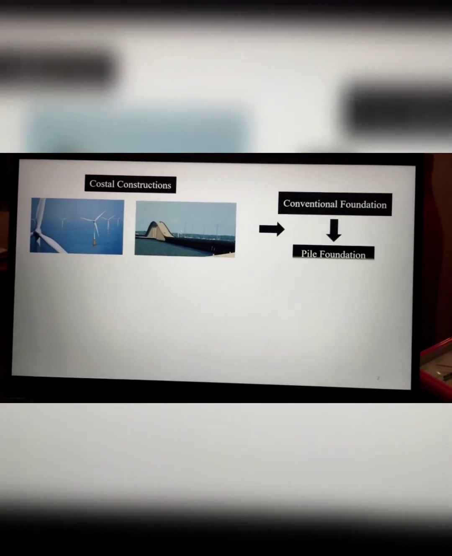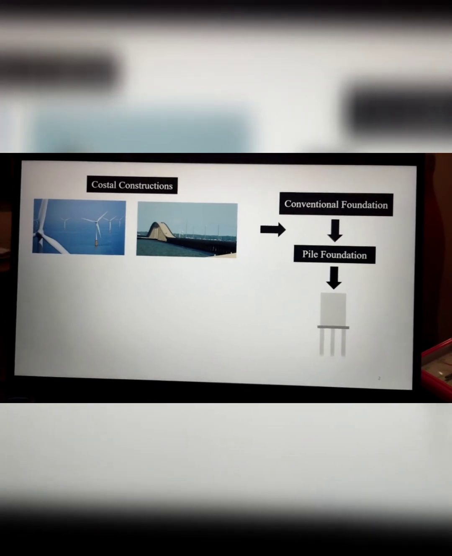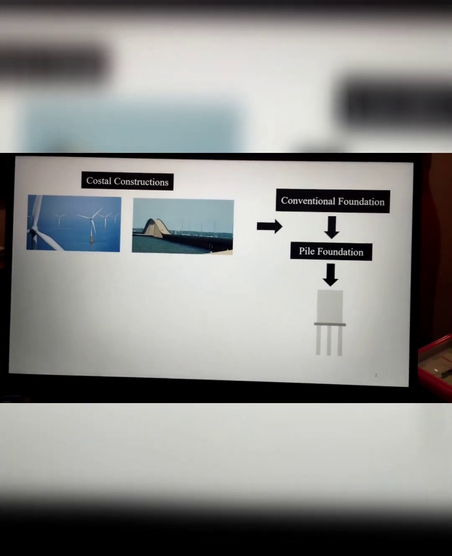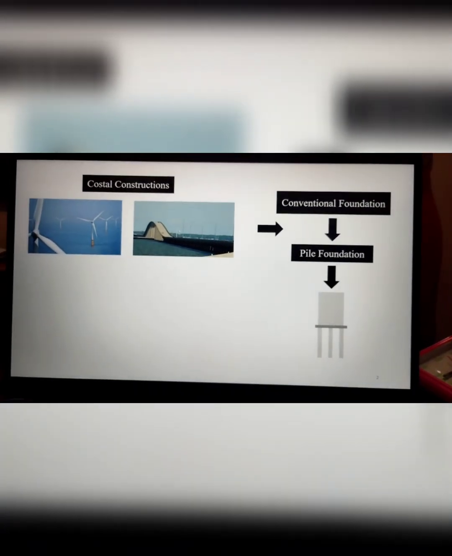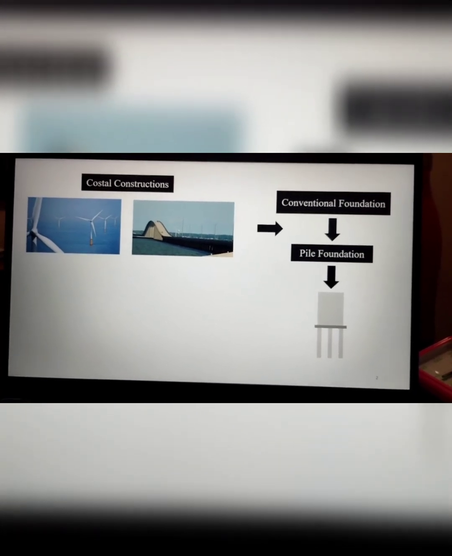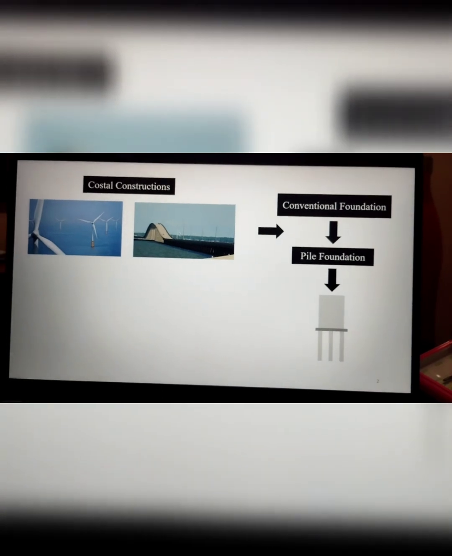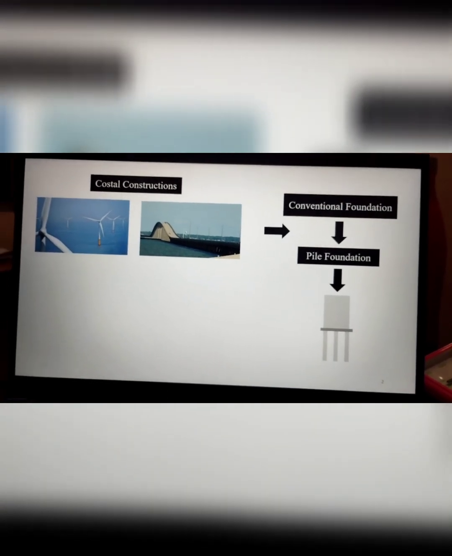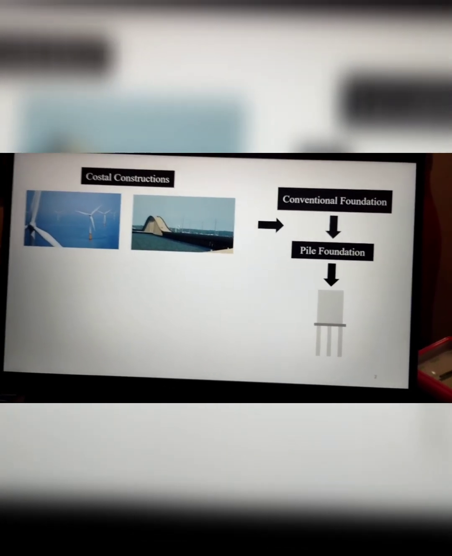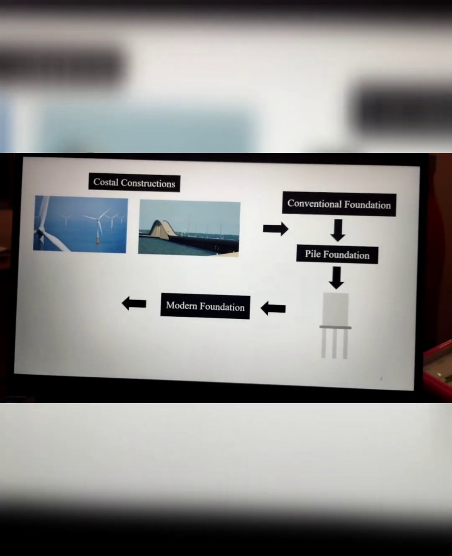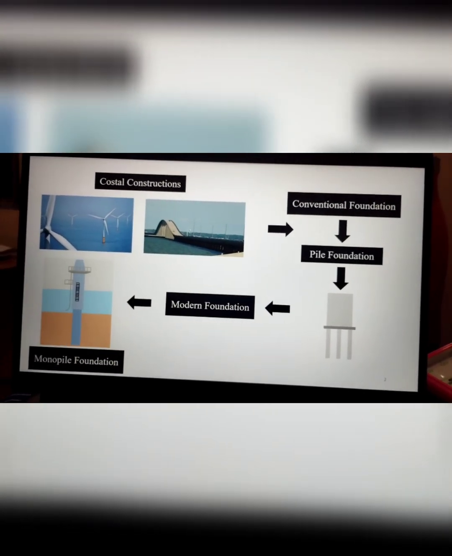In coastal constructions, the basic structures we can see are the windmills and the bridges. They are generally constructed using conventional foundation and pile foundation for the load transfer. In the pile foundation, the load is transferred through the piers, as we can see in the bottommost part. But the construction of piers takes a lot of time and it is also very costly. So we are switching to the modern foundation, that is monopile foundation.